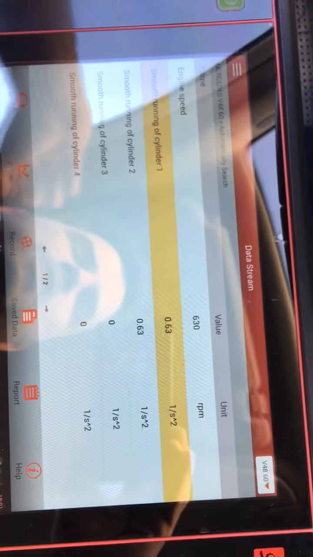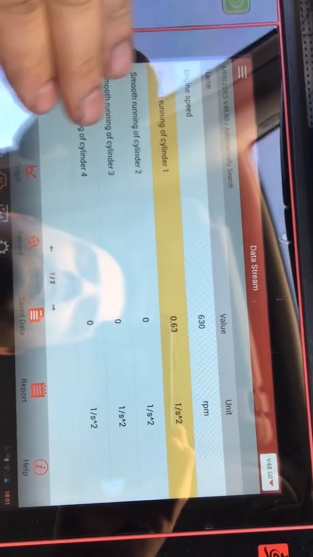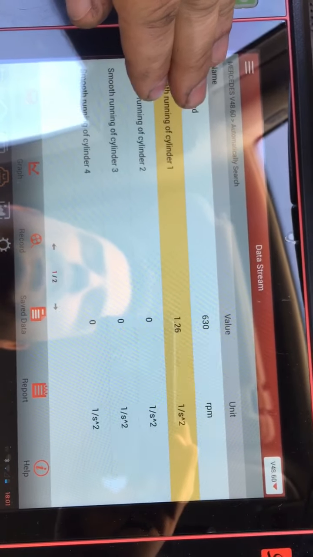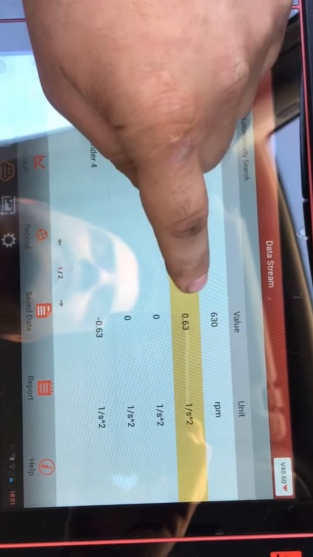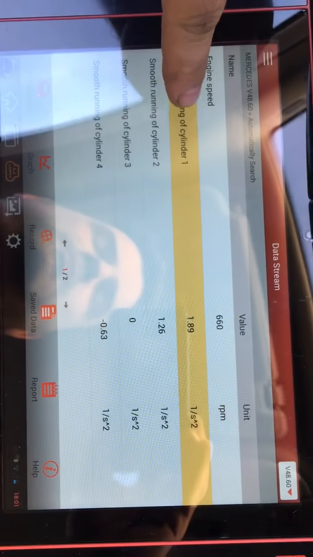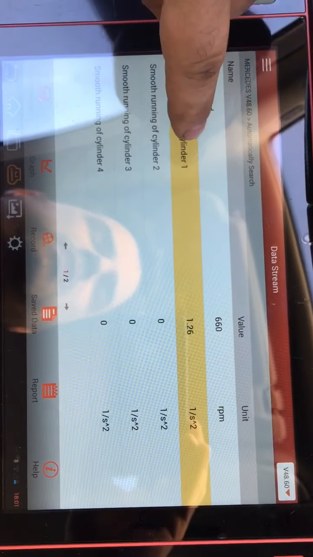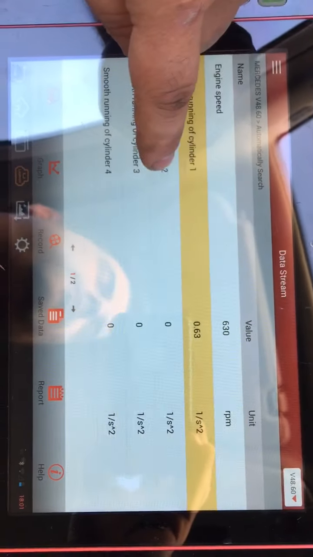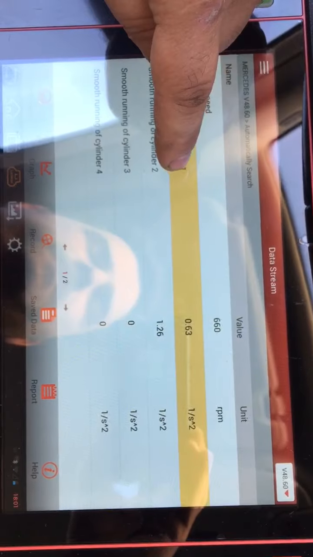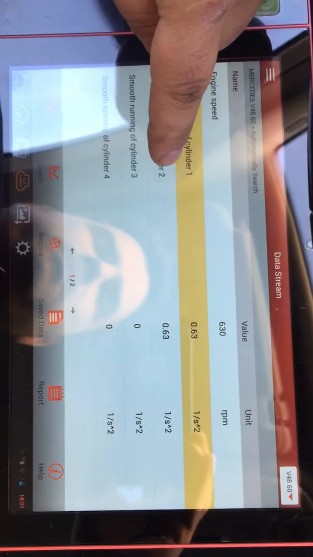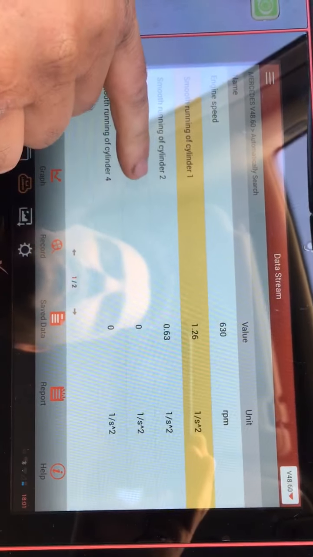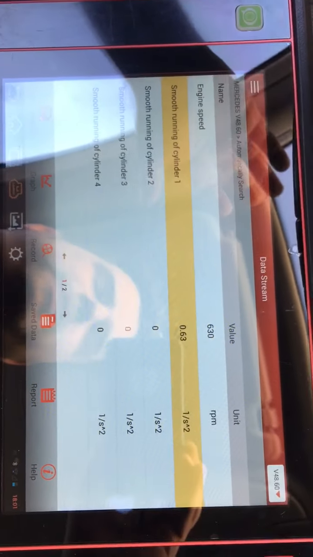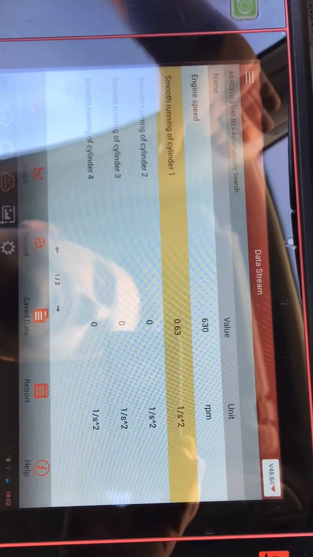But what you need to do first is sit here with the scanner and see which cylinder has the greatest values. Whichever one, look at it, that was a 5.5. So cylinder number 1 has an issue, and I already know it's the coil. The car has 150,000 miles, so technically you should replace all coils at this point.